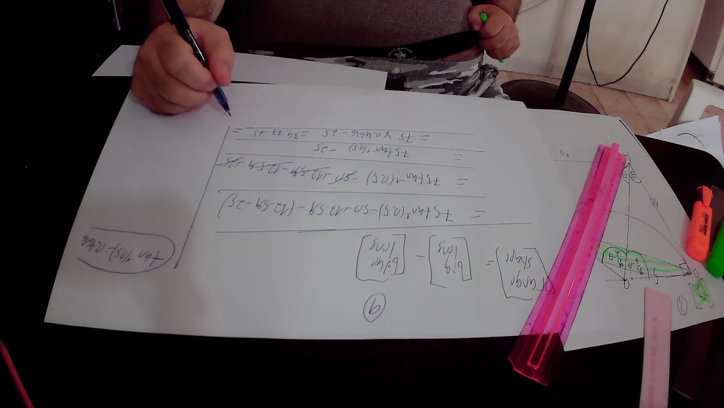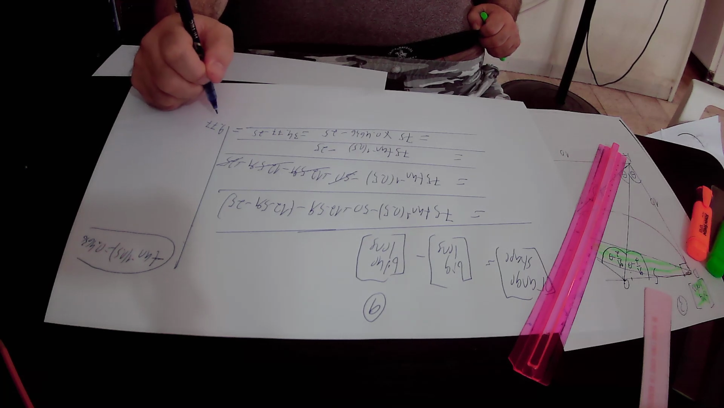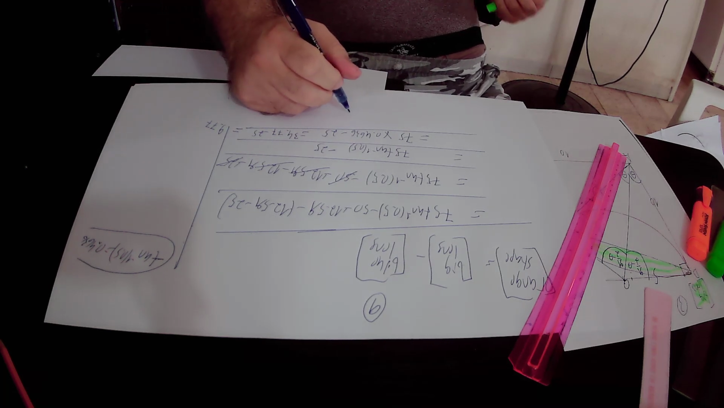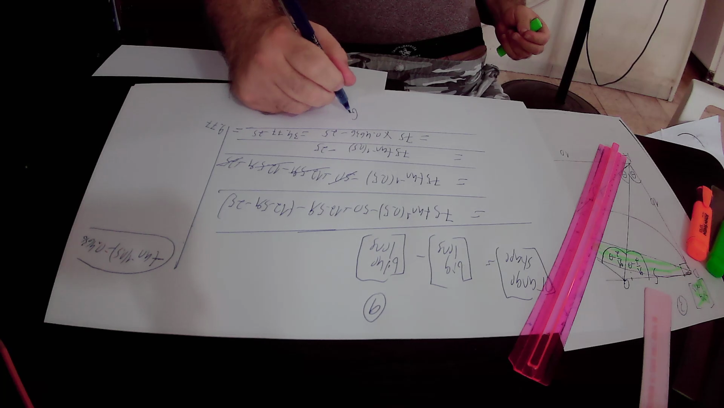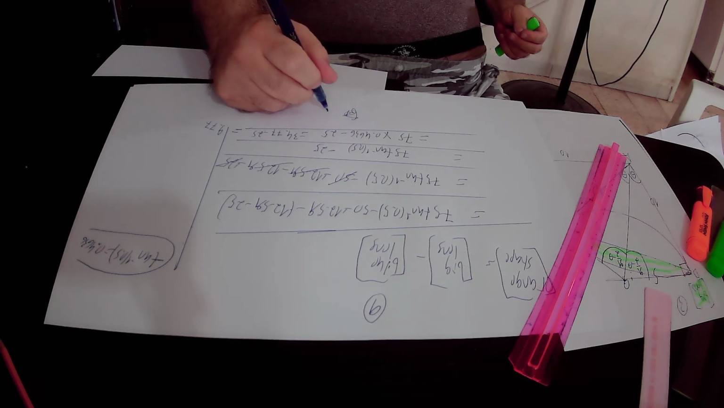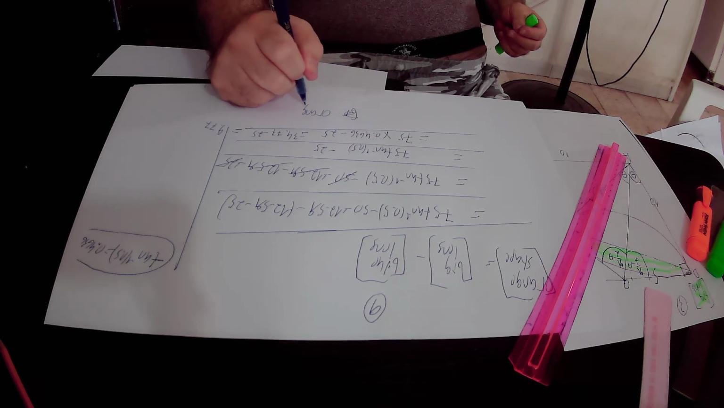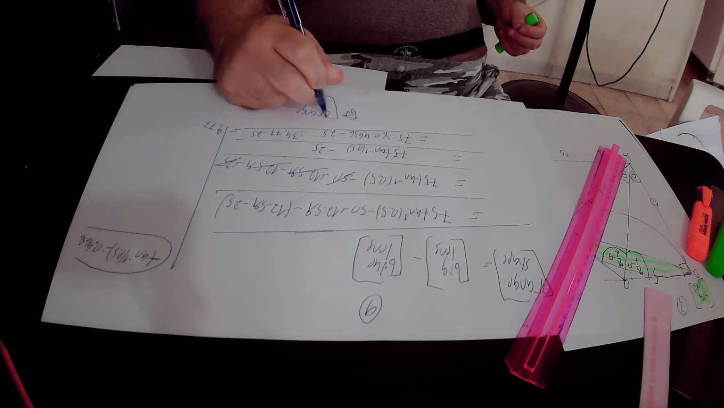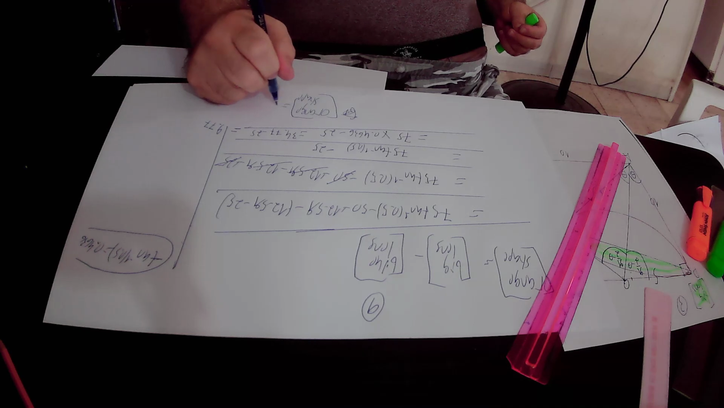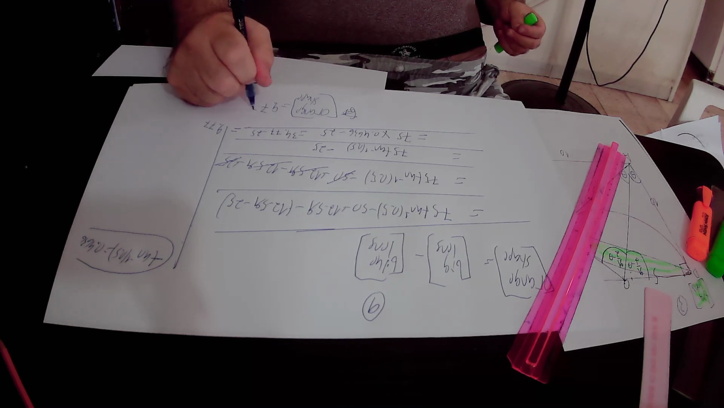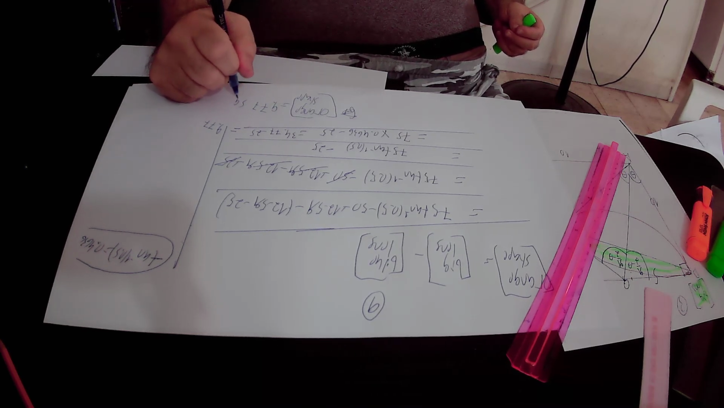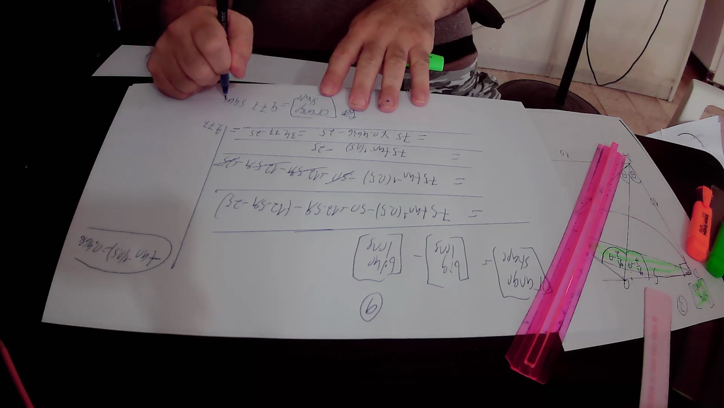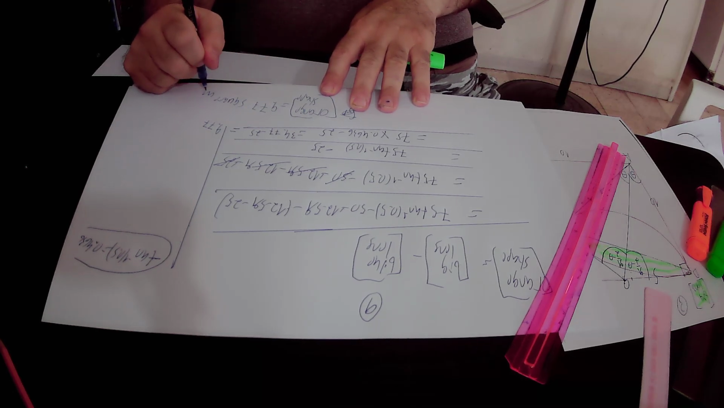34.77 minus 25 is 9.77 square units. So in conclusion, I found out that the area of the orange shape, according to the second method, is equal to 9.77 square units. Okay.